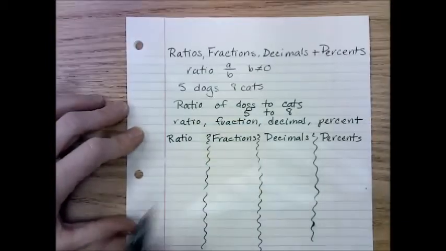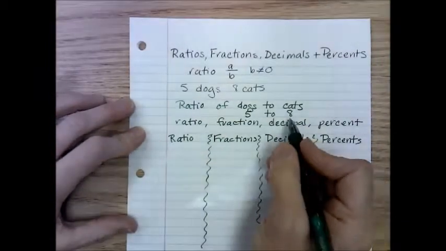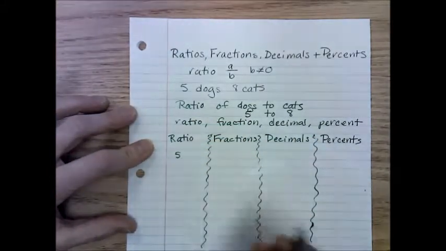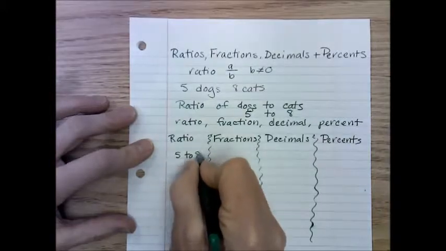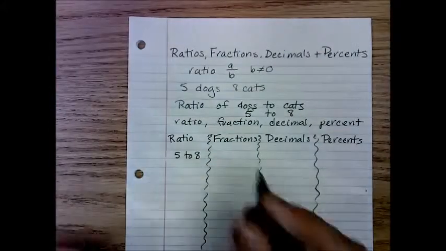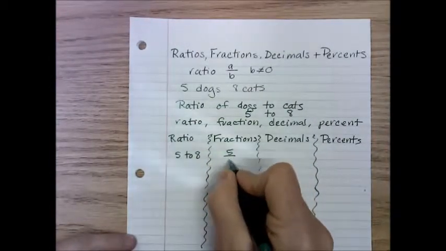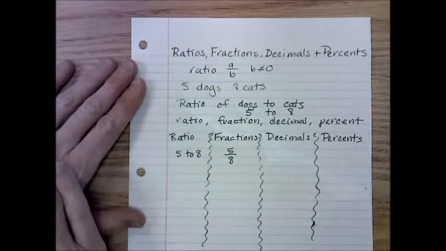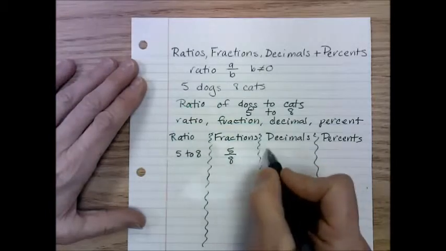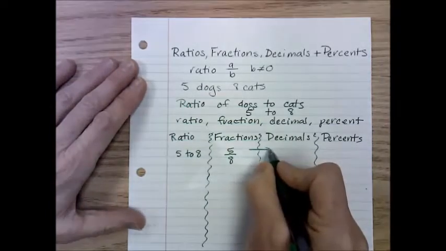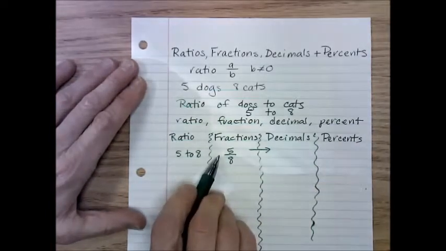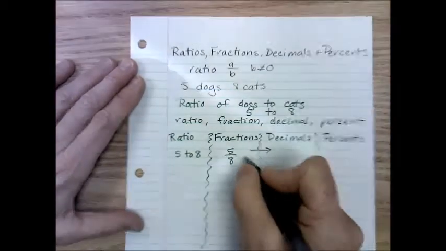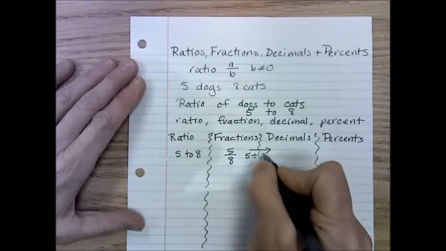So let's still talk about our 5 to our 8 dogs to cats. So as a ratio, I would write this as 5 to 8. If I write that as a fraction, 5 is the numerator, 8 is the denominator. So it's still the same number, just written in a different form. To change this fraction to a decimal, we really just need to look at this ratio. This really means 5 divided by 8.